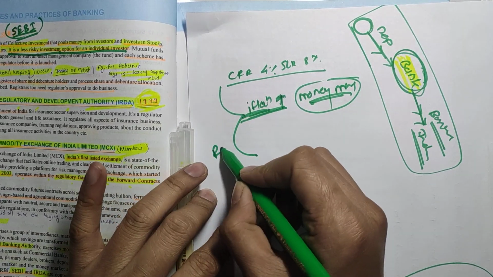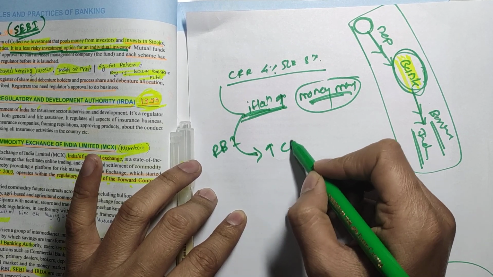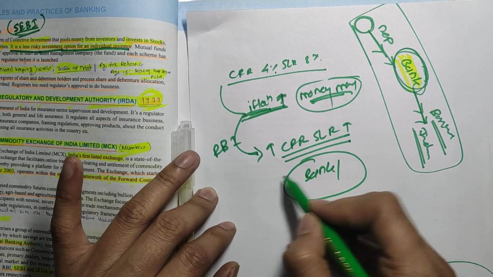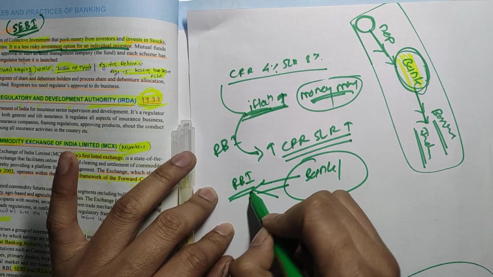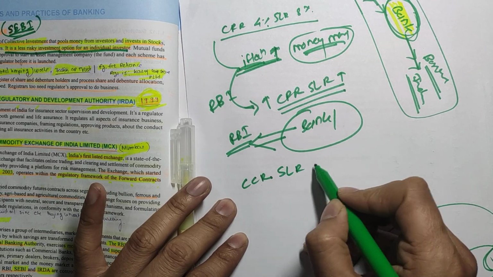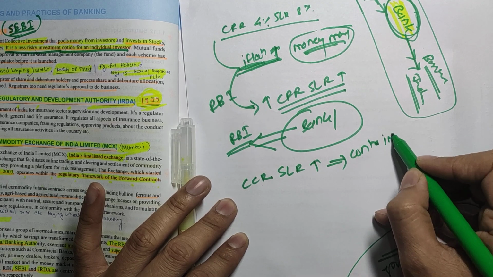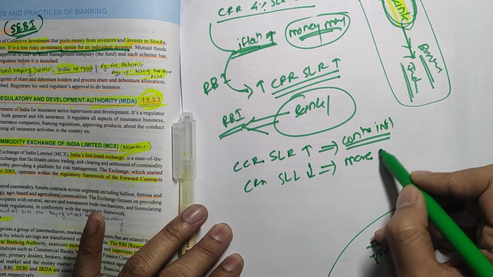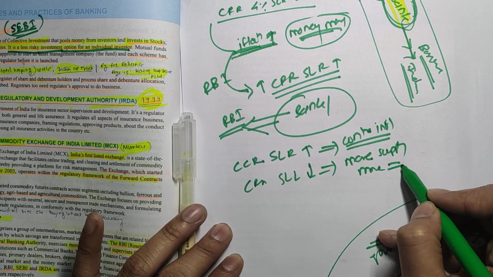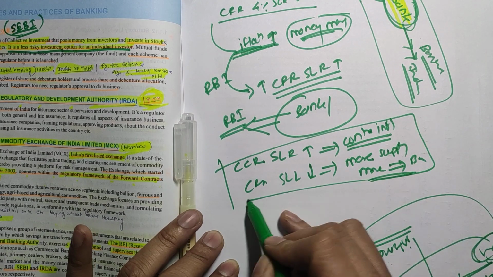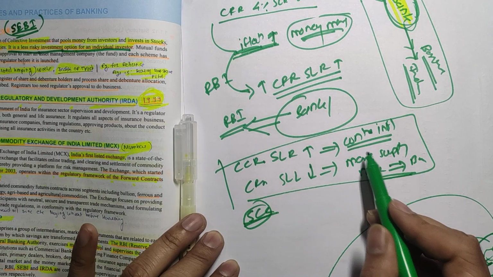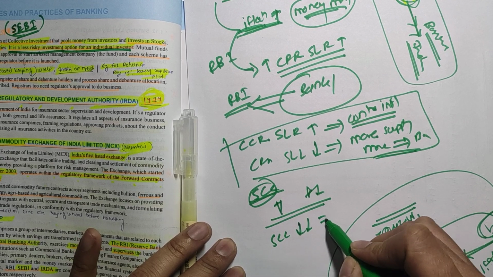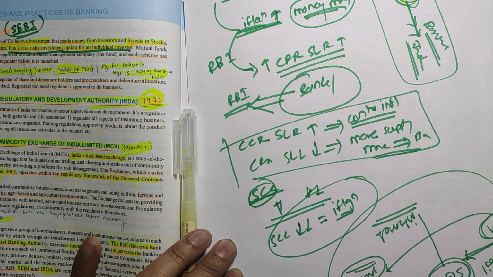So to control inflation, RBI increases the CRR and the SLR. Due to that, the money with the banks or in the market is absorbed by the RBI. So CRR and SLR are increased to control inflation. If CRR and SLR are decreased, there will be more supply of money in the market and to the banks. Remember these two lines: if they are increased, inflation will decrease; if SLR and CRR are decreased, inflation may go high. So this is the basic.